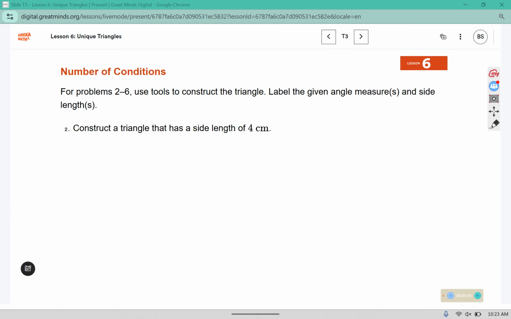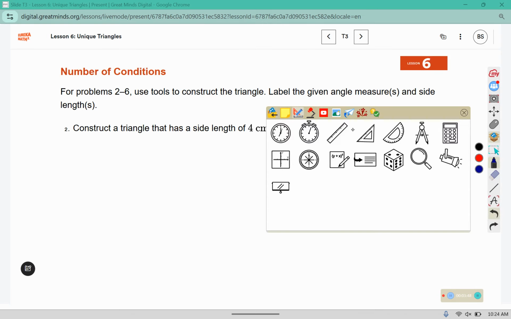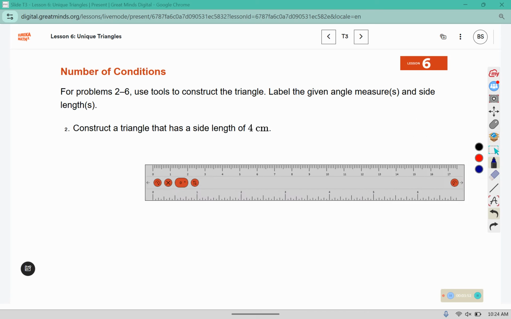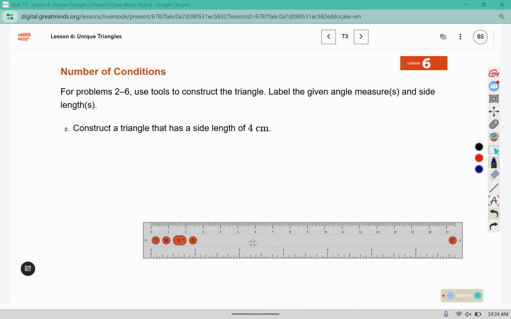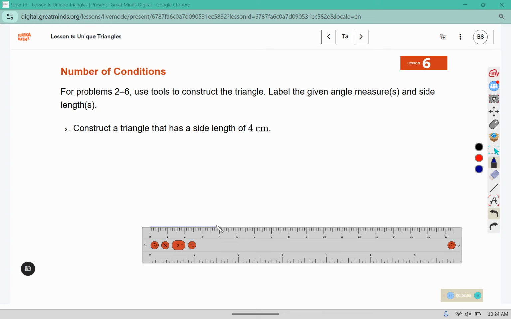For problems 2 through 6, use tools to construct a triangle. Label the given angle measures and side lengths. Construct a triangle that has a side length of 4 centimeters. So we're going to pull out our ruler, and we're using the centimeter side. On mine I have inches and then centimeters. So I'm going to create one that is 4 centimeters long.